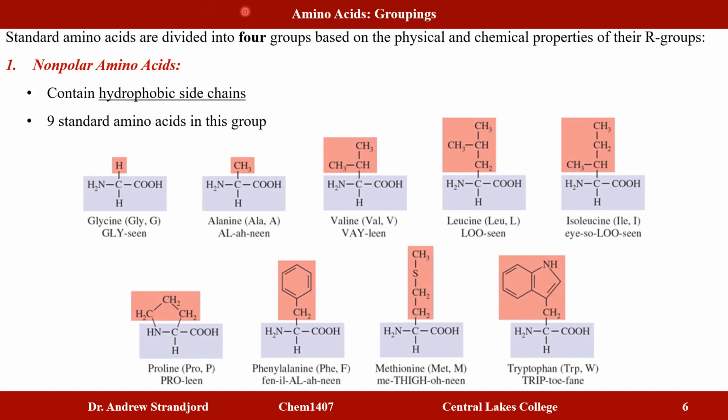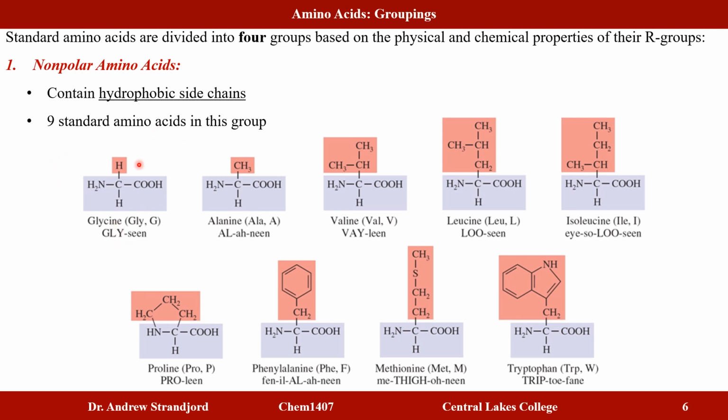Let's now look at those 20 different common amino acids, and we're going to group them into 4 different groups based on their physical and chemical properties, and those are again going to be determined by the R groups that are attached to the alpha carbon. The first group is nonpolar amino acids. That means that they contain a hydrophobic side chain, a hydrophobic R group, like just carbons. And there are 9 of these.